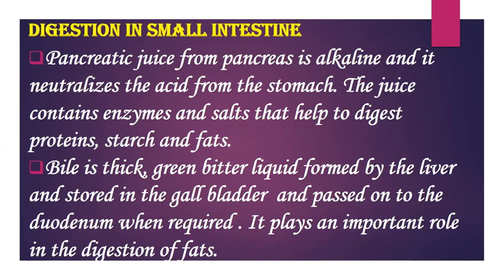Pancreatic juice from pancreas is alkaline and it neutralizes the acid from the stomach. As you have seen, students, the food in the stomach becomes acidic. The juice contains enzymes and salts that help to digest protein, starch, and fats. Bile is thick, green, bitter liquid formed by the liver and stored in the gallbladder and passed on to the duodenum when required. It plays an important role in the digestion of fats.